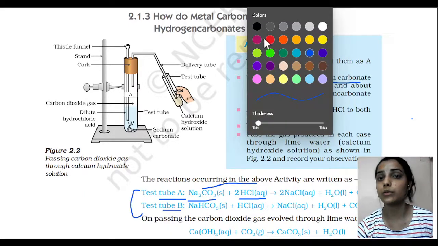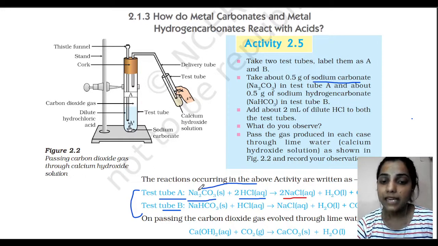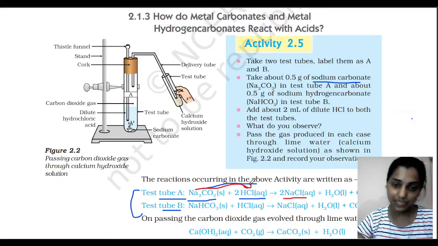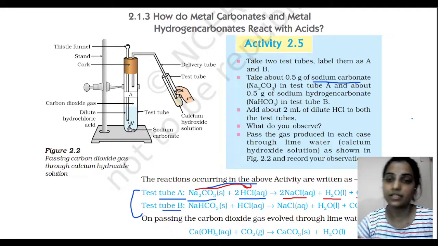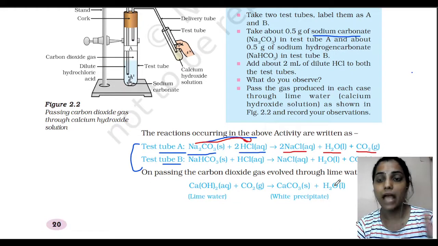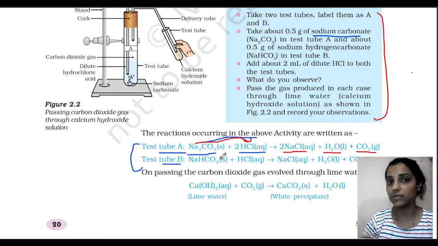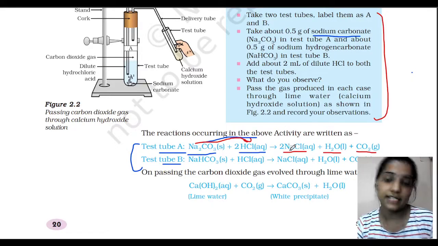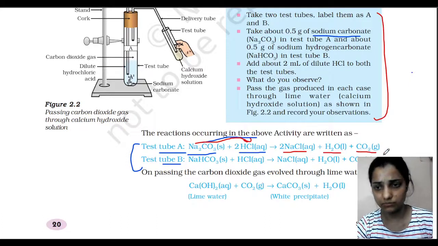And students, what do you think we get? You will get 2NaCl. Na reacts with chlorine and makes NaCl, right? And water and carbon dioxide are the products. This is the summary of this reaction: Na2CO3, that is sodium carbonate, when it reacts with HCl, we get NaCl and water plus CO2. Fine, we have found out the result.